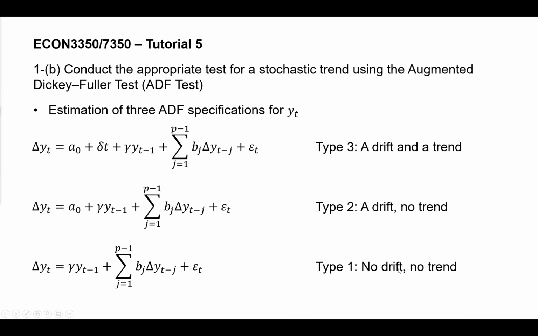So for type 1, we don't have either drift or trend. We don't consider specifications that have a trend and no drift. So yeah, we're being pretty exhaustive. The way the rest of the equation works is the same in all 3 specifications. We will estimate delta YT. We're testing YT for unit roots, but the Dickey-Fuller equation takes the first difference of YT, and it's estimated against YT minus 1.